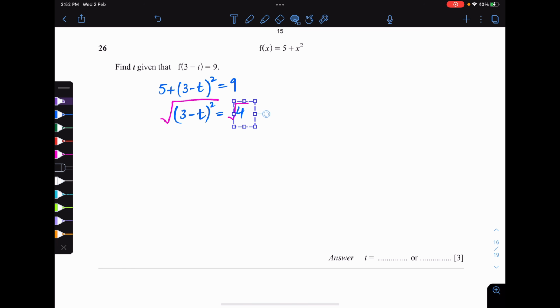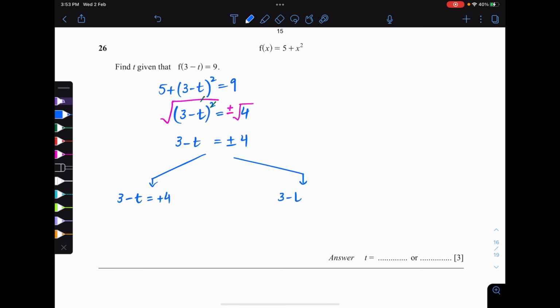And remember, whenever you're taking a square root to cancel a square, you do need to have a plus minus sign over here. Remember, in a previous question, we also discussed that for a cube root, you don't need to have a plus minus sign, but for a square root, you always do want to have a plus minus sign. So the square goes away, and you have 3 minus t is equal to plus minus 4. Now, many students get confused with this plus minus sign. There is no need for that. Just split your equation into two parts. It's either 3 minus t is equal to positive 4, or 3 minus t is equal to negative 4.